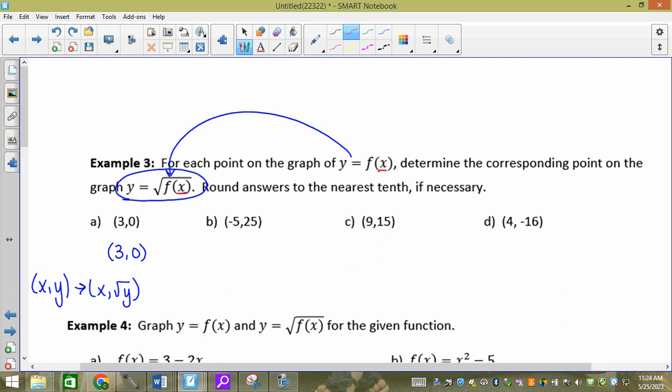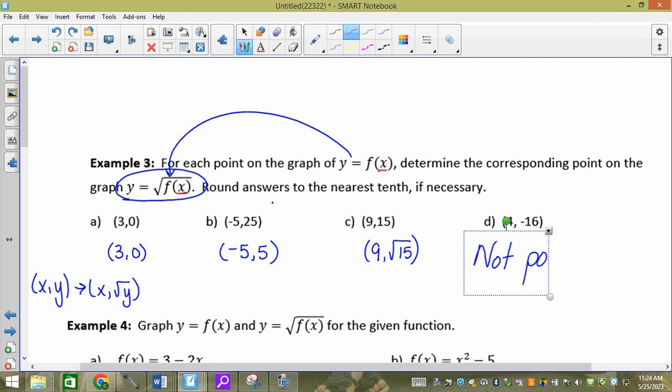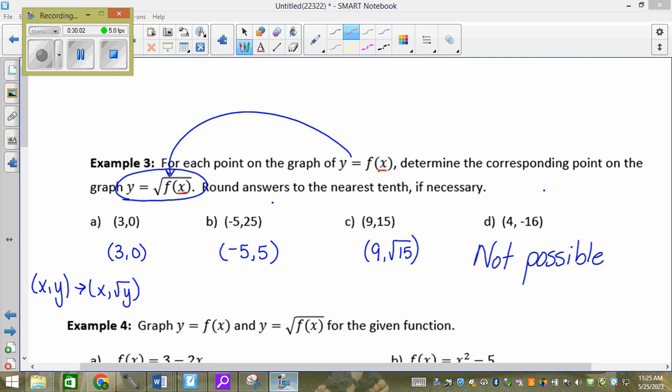What about this one? Negative 5, 5. What about this one? 9 and root 15. It says to round where necessary, but I'm just going to leave it like that. What about this one? You could say not possible. No such coordinate. Can't square root a negative. Yeah, well, it wouldn't be a solution. No solution.